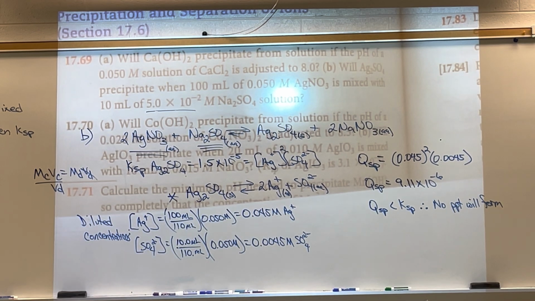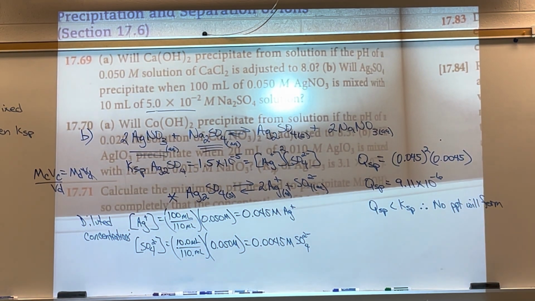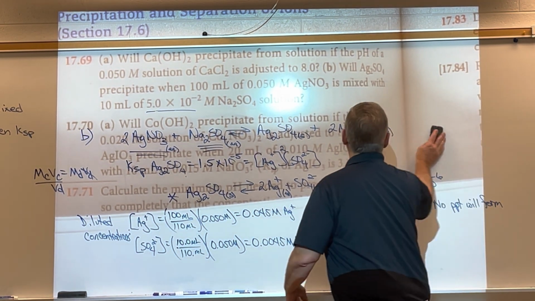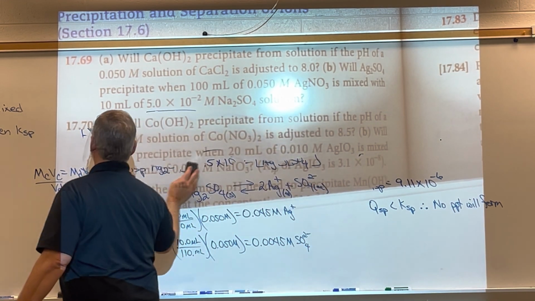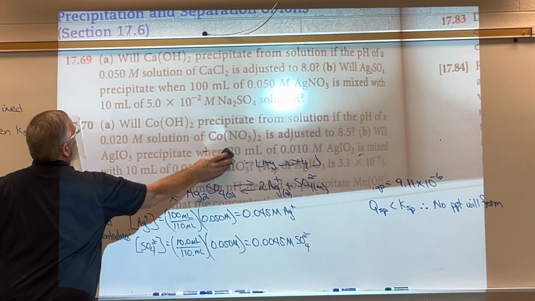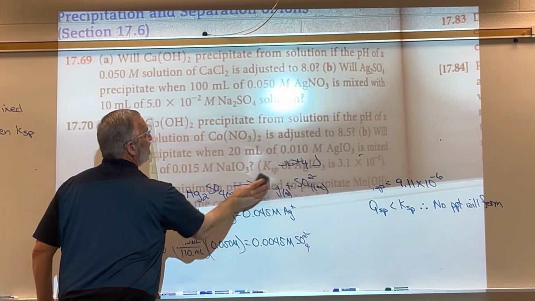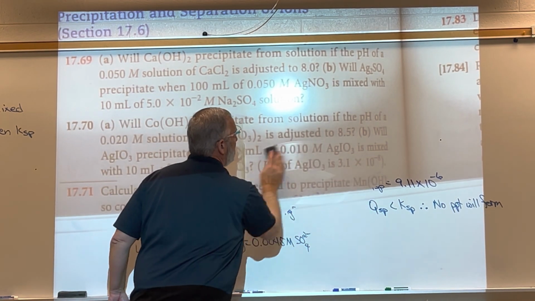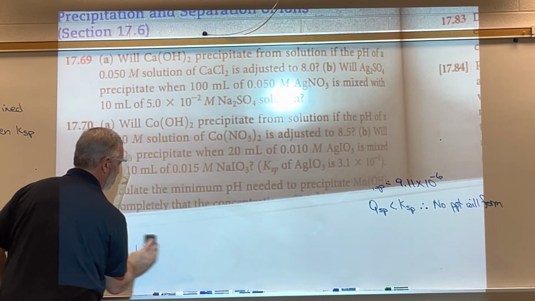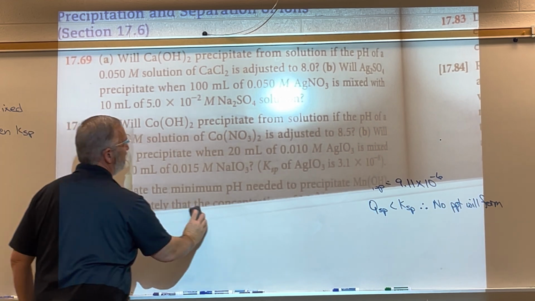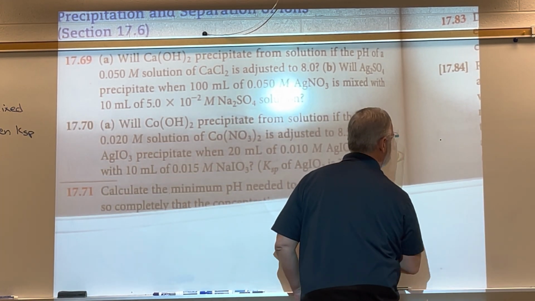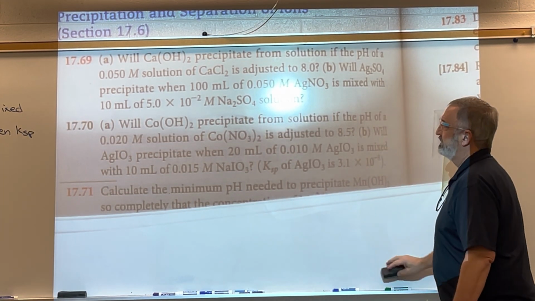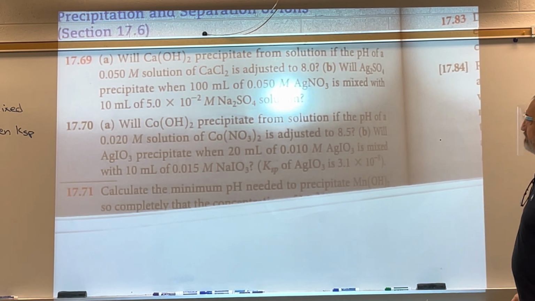So, let's finish the day. You guys do this one, number 70. And do B again. A is the pH again. We'll learn how to do those when we do acids and bases. Just do B.